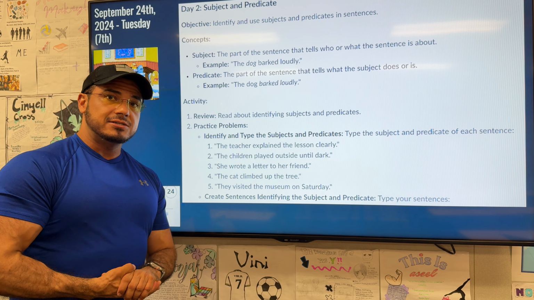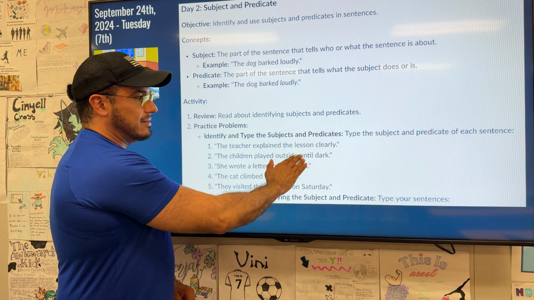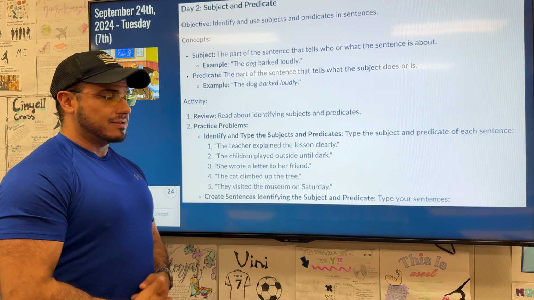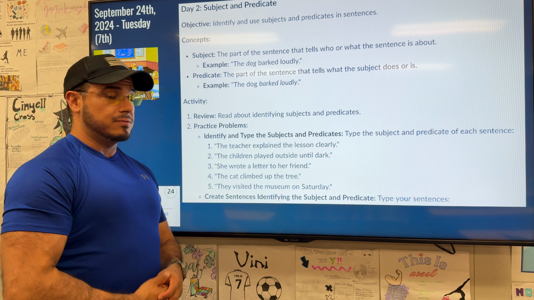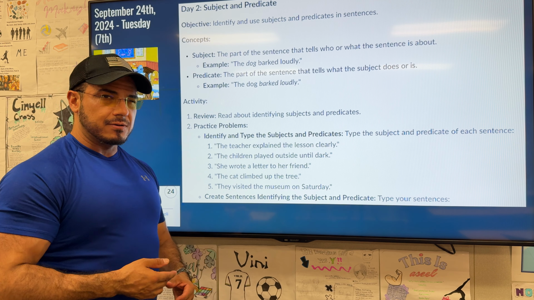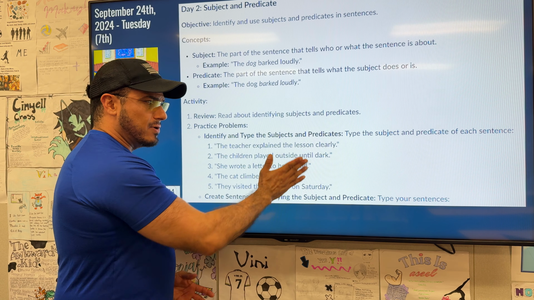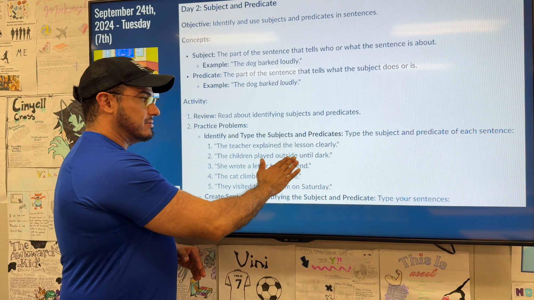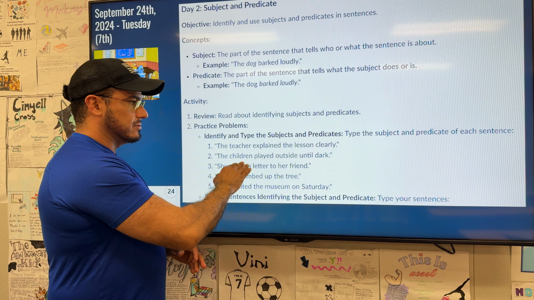Perfect. All right, let's go ahead and jump to our second sentence, which reads, the children played outside until dark. What's our focus? What's our subject? The children. That's who we're talking about. What did they do? They played. That's your verb. In this case, where did they play? Well, they played outside. When? Until dark. That's your complete predicate. They played outside until dark is your predicate. And again, our subject would be the children.